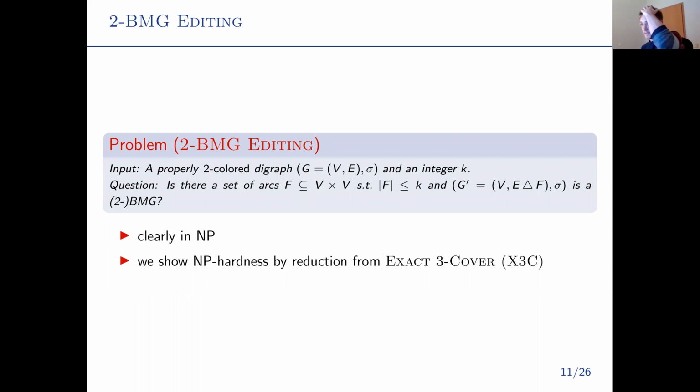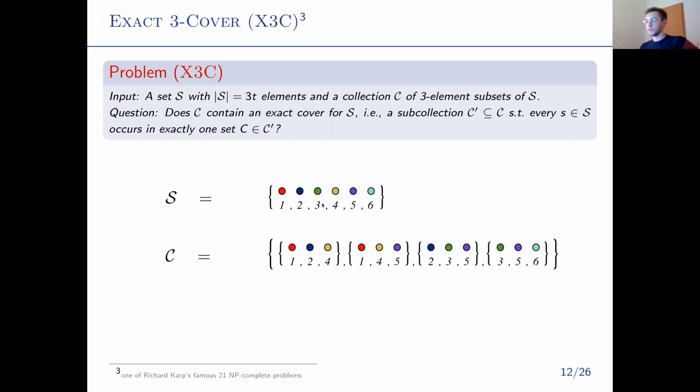Okay, so now in the second half of the talk, I want to talk about the complexity, not of the general problem of best match graph editing, but at first only of 2BMG editing, which is obviously a subproblem, and therefore also in NP, since we can recognize BMGs in general, and therefore also BMGs that only have two colors. And to show you that it is NP-hard, I will use a reduction from a problem called exact three cover. And exact three cover is actually one of Karp's famous 21 NP-complete problems.